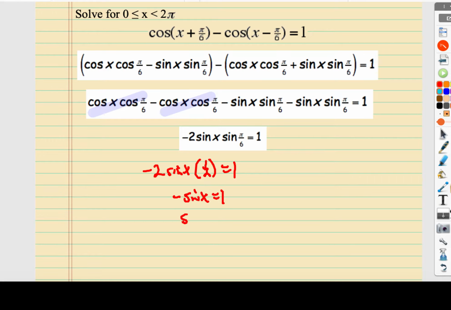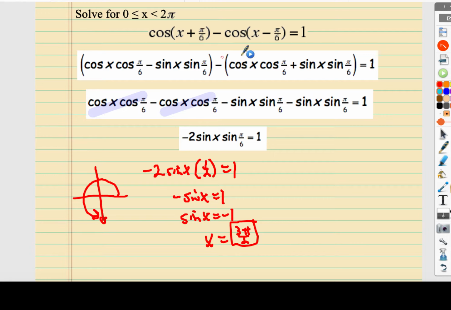If I divide by negative 1, I want to know when the sine of x would equal negative 1. Well, on my unit circle, sine is always the y-coordinate. It's going to be equal to negative 1 down here, or basically x equals 3 pi over 2. And there's my solution. All there is to it.